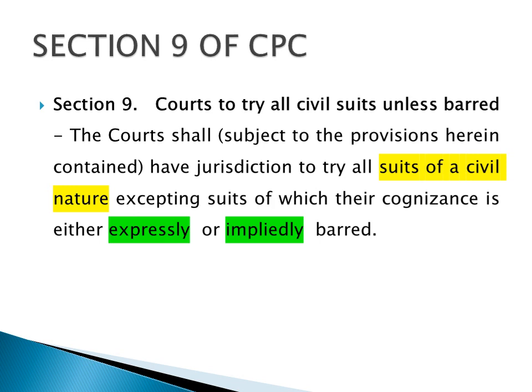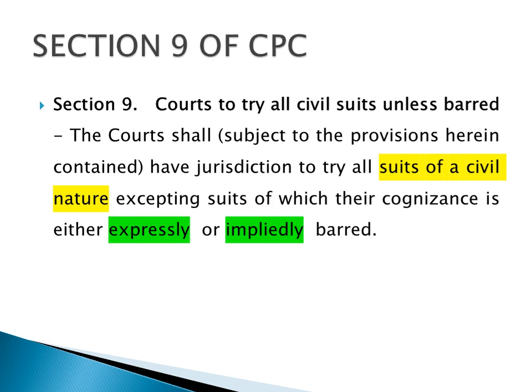There are certain suits which are barred by the Code itself, such as Section 11 or res judicata, which bars the trial of a suit in which the matter or issue between the parties has already been decided by a competent court. Other examples are Section 10, Section 95, Order 2 Rule 2, Order 9 Rule 9, etc., which also bar filing a fresh suit.